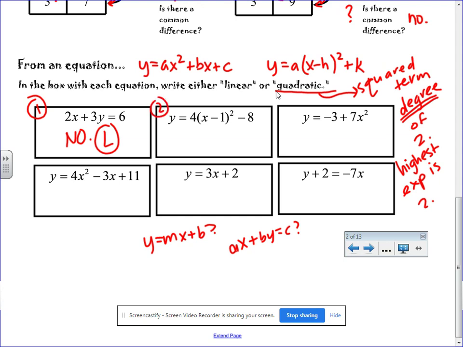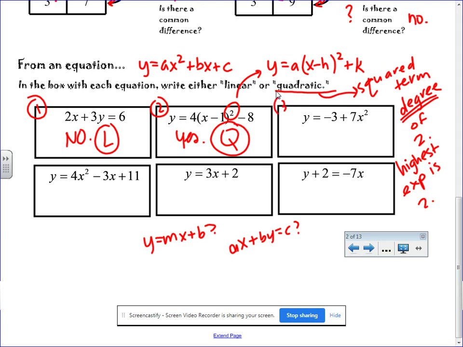Moving on to number 2, I have y equals 4 times (x minus 1) squared minus 8. Well, guess what? I have a degree of 2 right here. It's also in this crazy vertex form that I just told you about, but I don't expect you to recognize that. I expect you to see there's an x raised to the second power. So this is quadratic.